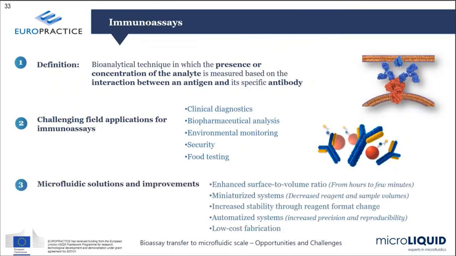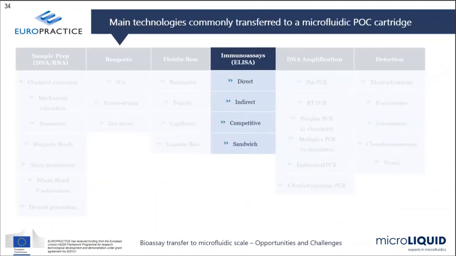What microfluidics is bringing as a solution is that, because we are targeting the connection between two different molecules, it enhances the surface to volume ratio, and therefore also enhances the possibilities for these two molecules to meet. And that reduces the time required to perform this specific binding. It also allows the monitoring of the whole system and increases the stability through the reagent format that we already addressed before. So there are different ways of performing immunoassay, like direct, indirect, competitive, and sandwich are the main ones.